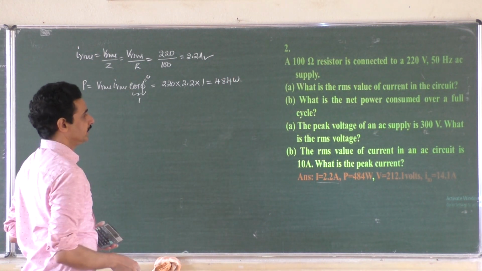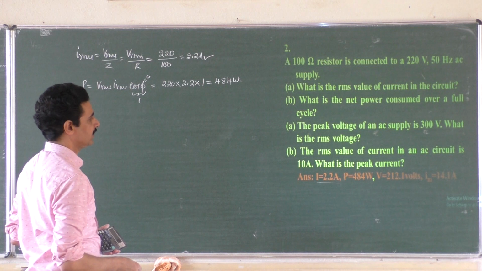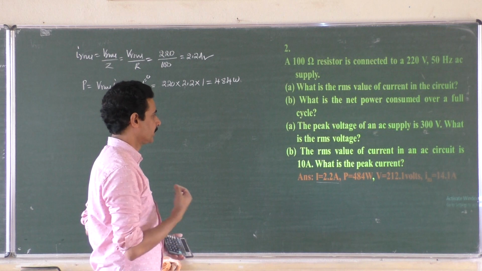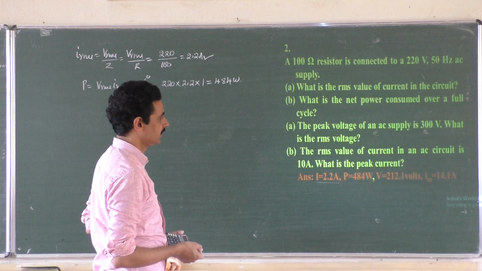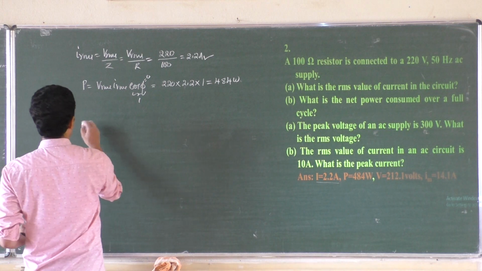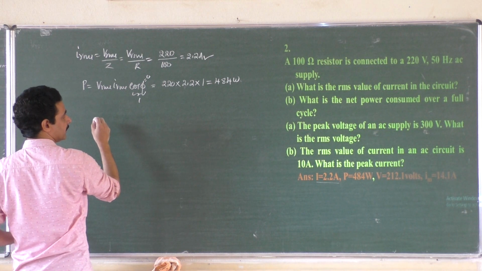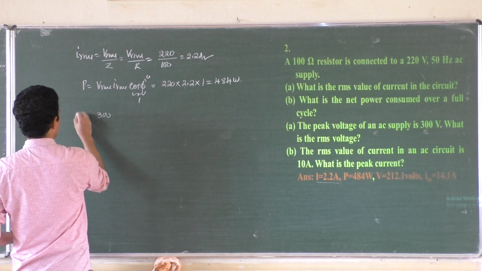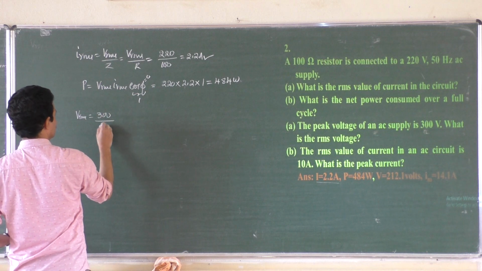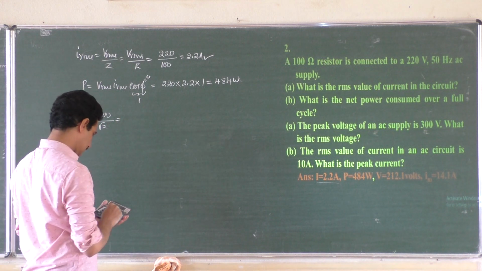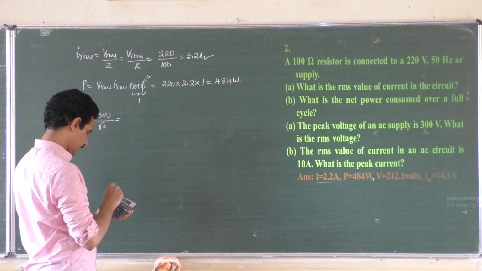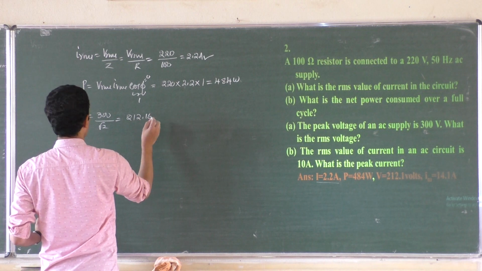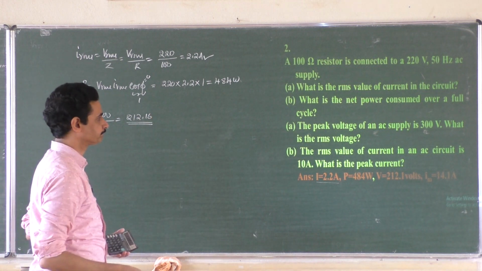Okay, what else? The peak voltage of an AC supply is 300 volt. What is the RMS voltage? Of course, these are the small problems. VRMS is peak by root 2, 300 divided by 1.414, that is equal to 212.16. Okay, what else?